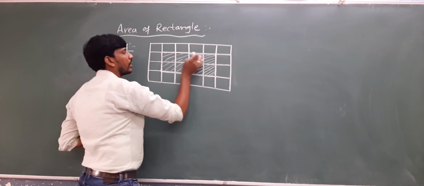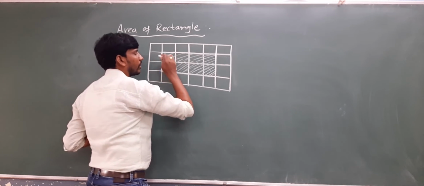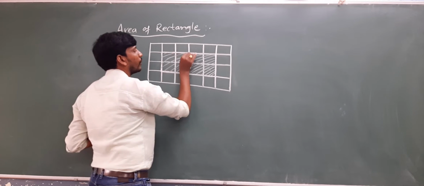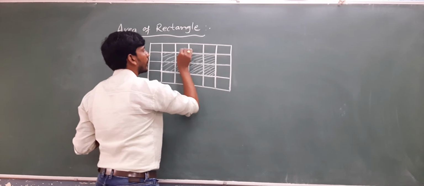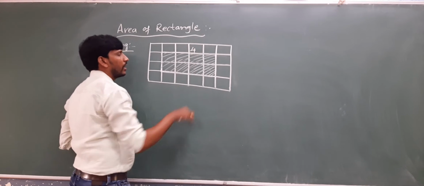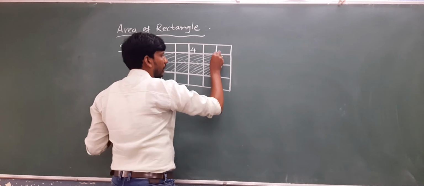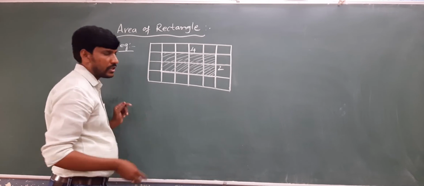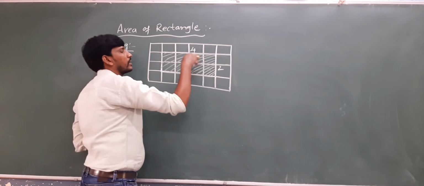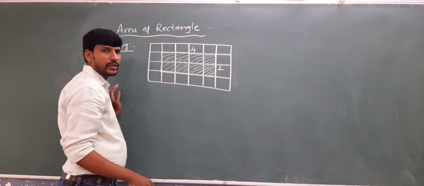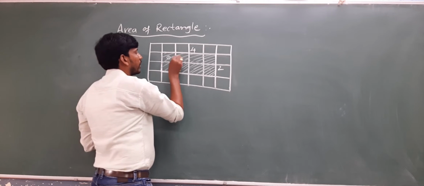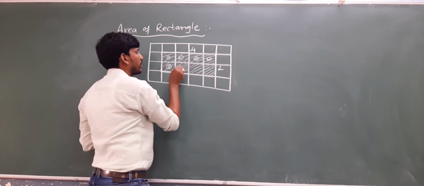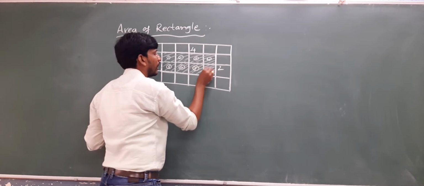See, along with the column, here it is 1, 2, 3, 4. There are 4. Now in row wise, 1, 2 are there. Clear? So now see this here. Just count what are the squares that are shaded. Okay, 1, 2, 3, 4, 5, 6, 7 and 8.